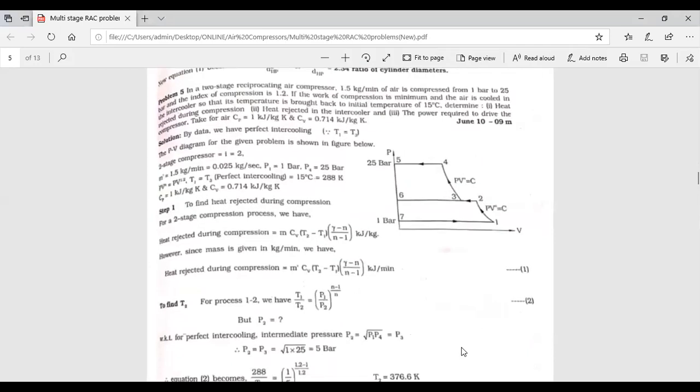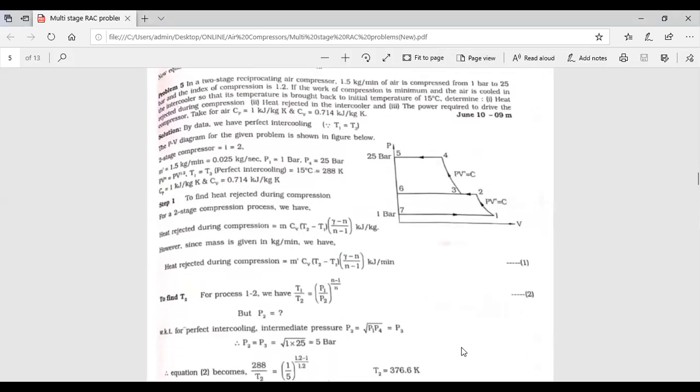I'll take this problem. Once again, this is multi-stage air compression without clearance volume. Otherwise they will mention clearance volume in the problem. If they are not mentioning it, assume it is without clearance volume. In a two-stage reciprocating air compressor, 1.5 kg per minute of air is compressed from 1 bar to 25 bar. You remember the initial pressure is 1 bar, and 25 bar means your P4, not P2 or P3.